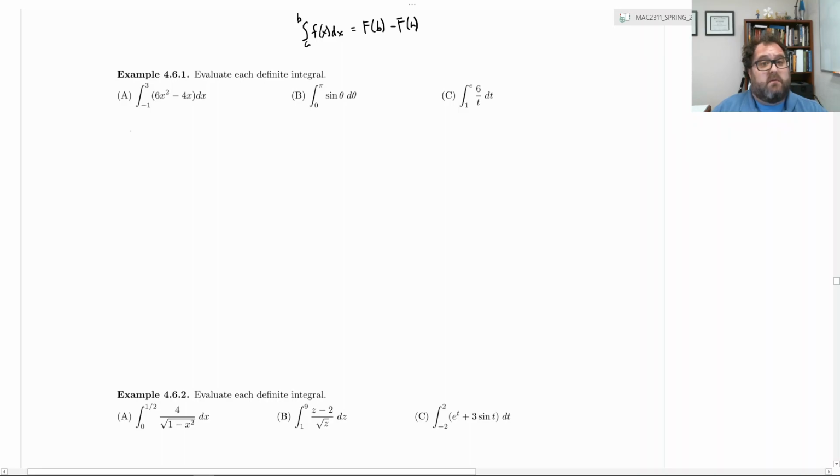With part A, we say, all right, what's the antiderivative of 6x squared minus 4x? So let's see here. The antiderivative of 6x squared, okay, 6 is a constant multiple. The antiderivative of x squared is going to be x cubed over 3, so 6 times x cubed over 3, minus 4 times the antiderivative of x. Well, it's x to the first power, so we have x squared over 2 is the antiderivative, and then we evaluate, eventually, at negative 1 to 3.